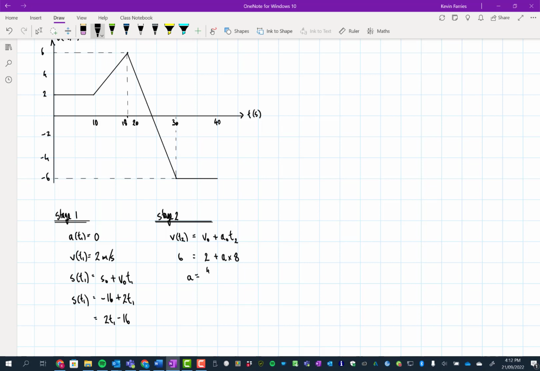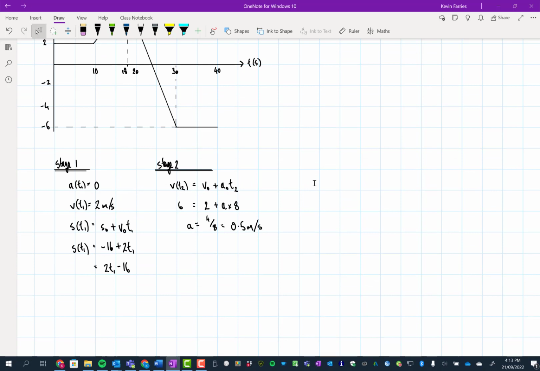So take the 2 over, you're going to get 6 minus 2 and then swap sides. So it's just going to be 4 over 8, which is equal to half meter per second. Okay, so we just figured out, and you could have figured that out, it's changed by 4 meters per second in 8 seconds. Therefore, the acceleration is just equal to 4 divided by 8, which is half meter per second squared, or 0.5 probably would be a better way to write it. So 0.5 meters per second squared.